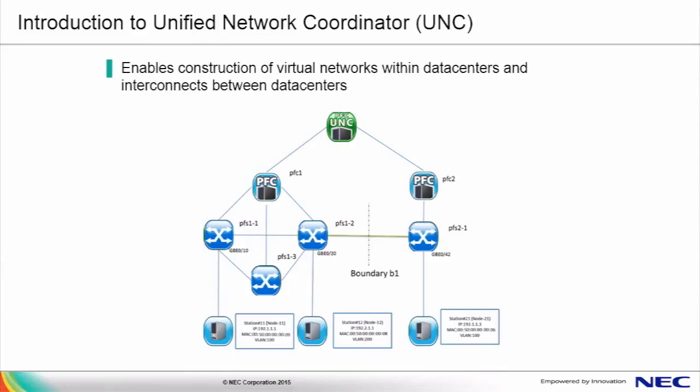Here is our first view into how UNC manages multiple data center networks. At the top of this diagram is the Unified Network Coordinator, which can run on any typical server. We have multiple ProgrammableFlow controllers and ProgrammableFlow switches at separate data center networks, which could be geographically dispersed. At the center of this diagram, we have a boundary labeled B1, which represents any data center interconnect provided by dark fiber or traditional network appliances.